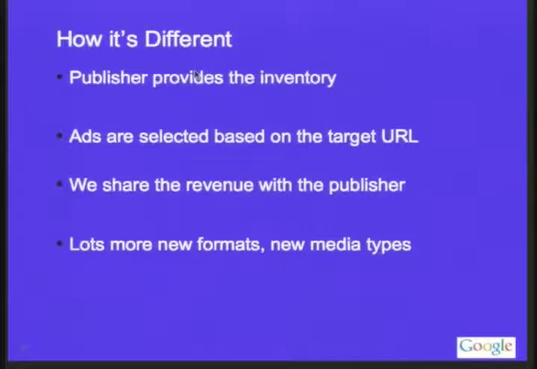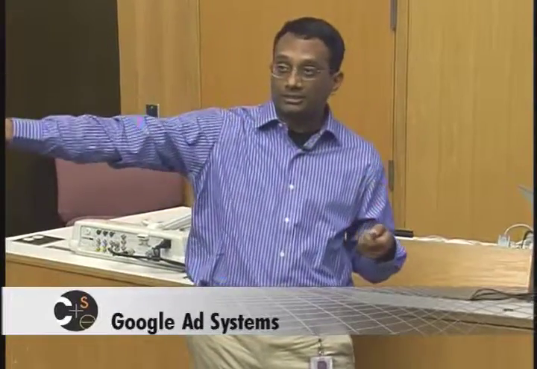And here we share the revenue with the publisher. In case of google.com, it's our property, so we keep the money. Here, the publisher is doing a lot of the work by getting the inventory on their side. So we want to make sure that we share the revenue with them.